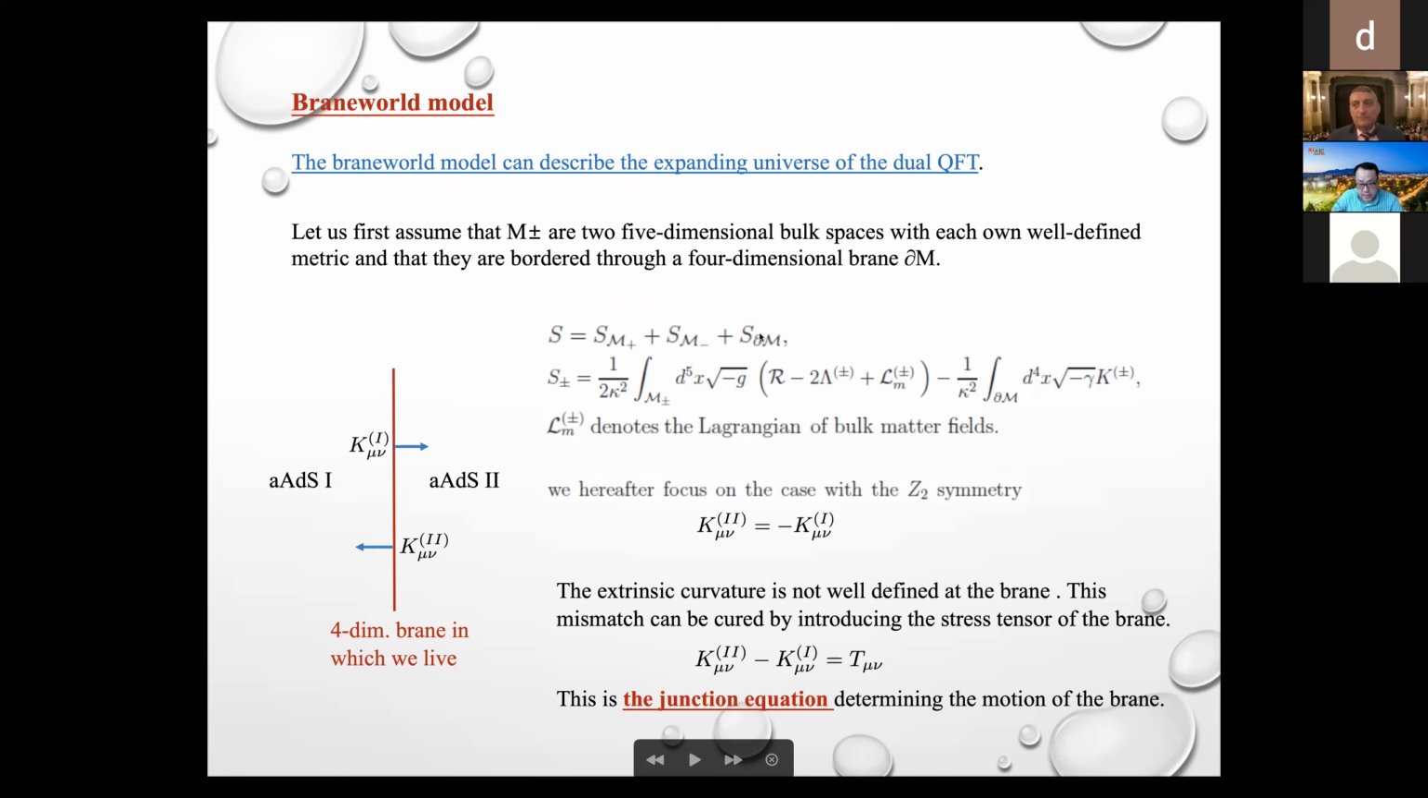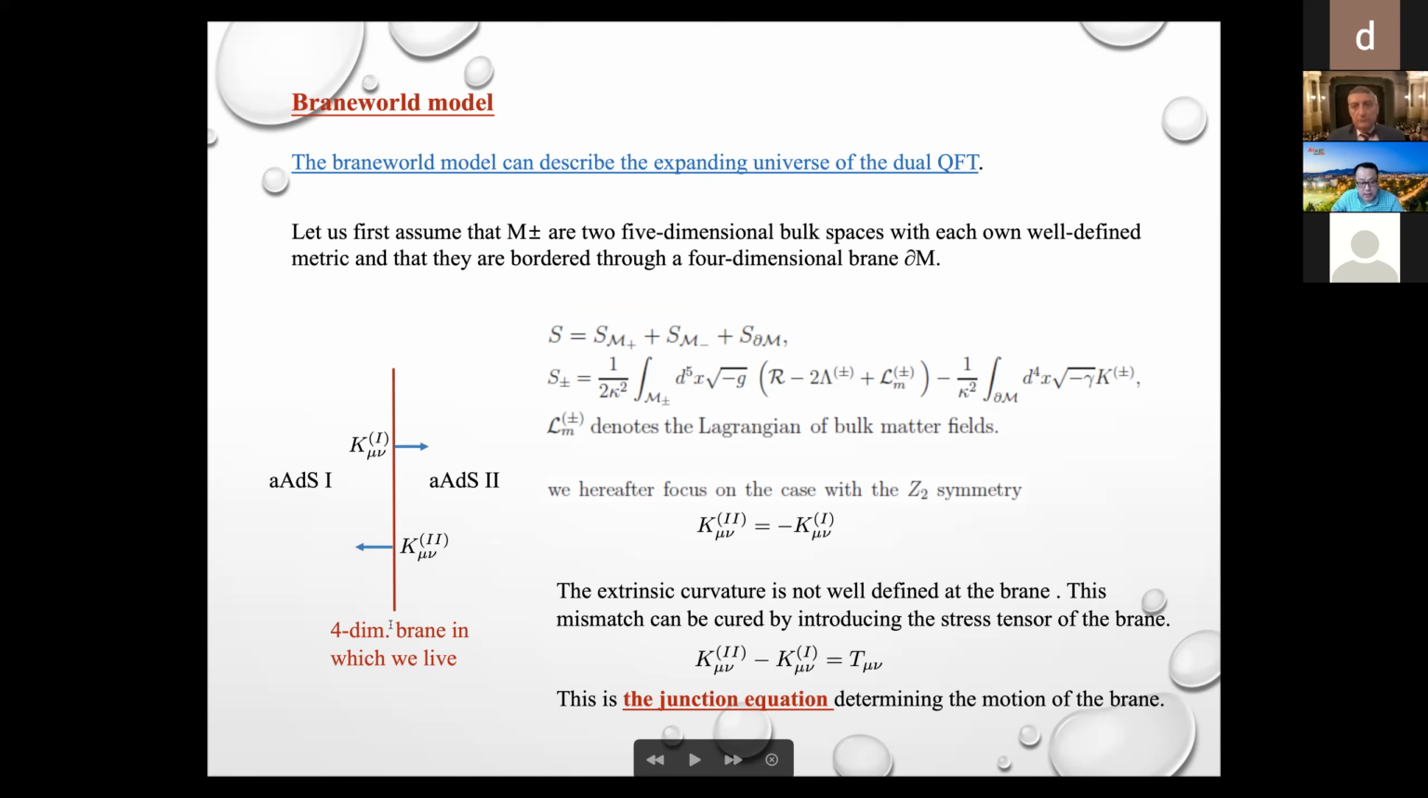I mean, some brane action. In this case, we assume that the symmetry is continuous, but there is some problem. For simplicity, we apply some Z2 symmetry. The left-hand side is the mirror of the right-hand side. Then we can calculate the extrinsic curvature at the horizon. From the left-hand side, we obtain this K mu nu extrinsic curvature, and from the right-hand side, we obtain K mu nu 2 extrinsic curvature.